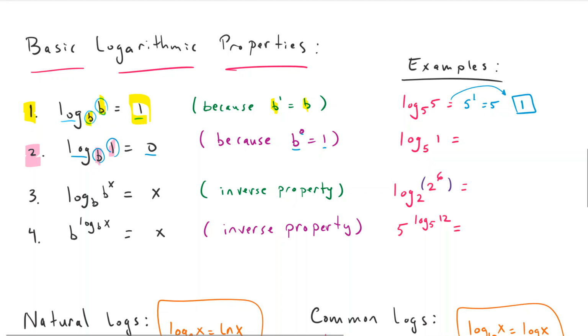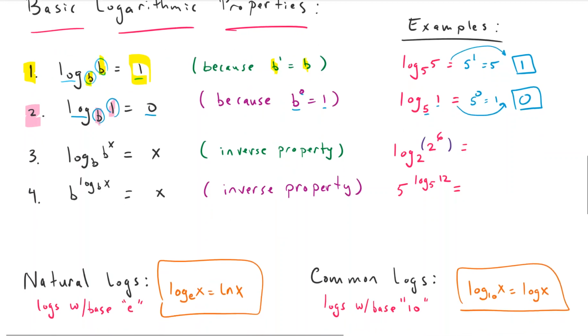log base 5 of 1 is what? Well, 5 to the what power is 1? 5 to the 0 is 1. Anything to the 0 power is 1. So our answer here would be 0, because 5 to the 0 power is 1.